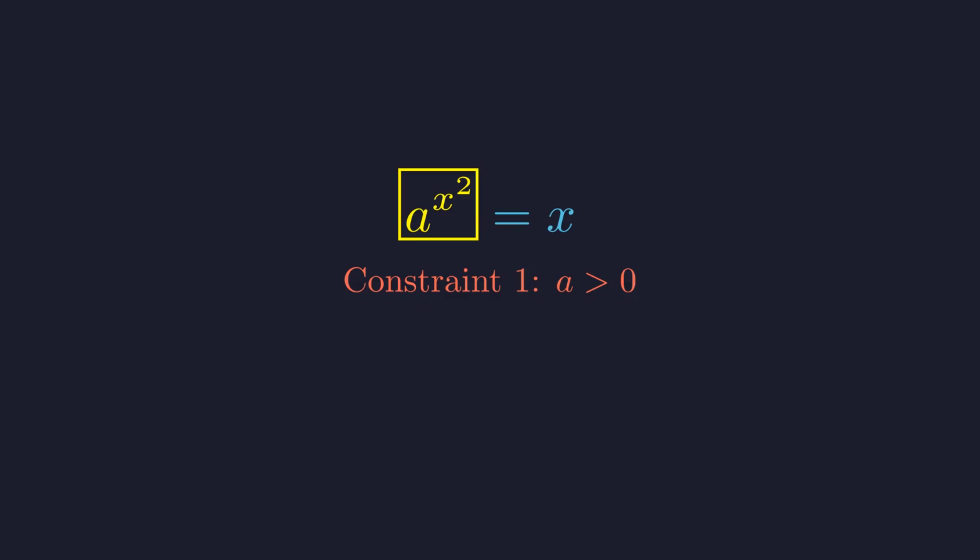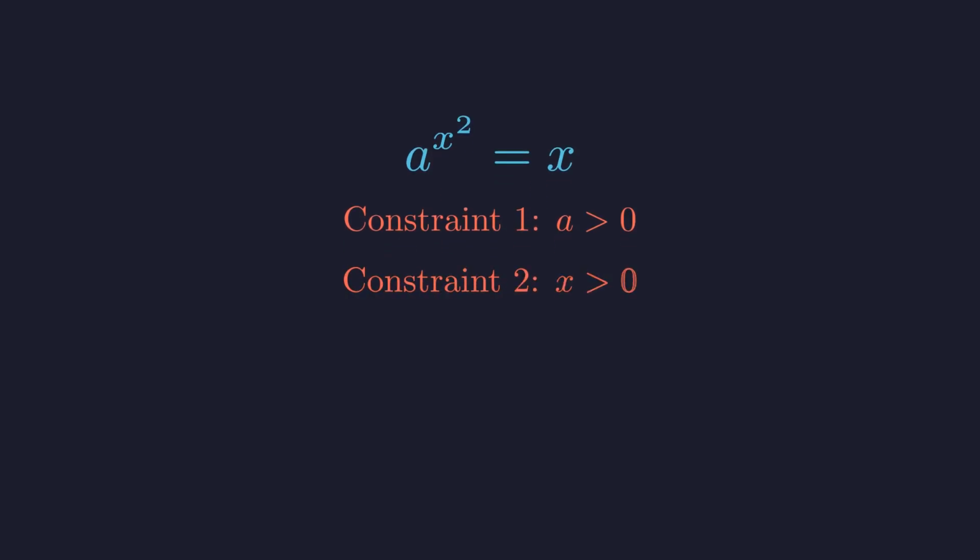Now observe the left side of our main equation. A positive number a raised to any real power will always result in a positive value. Since the left side is equal to x, it logically follows that x must also be positive. These are our rules. We will proceed with this understanding.